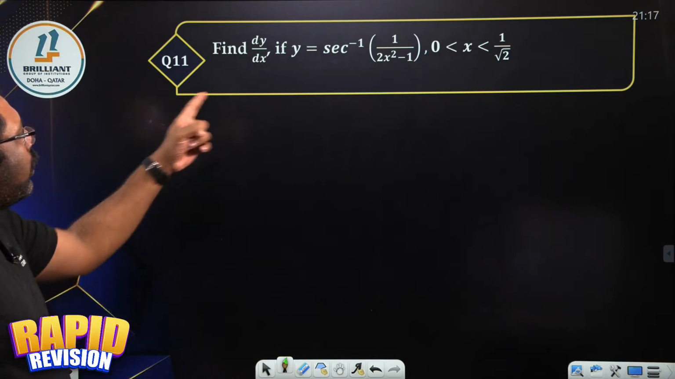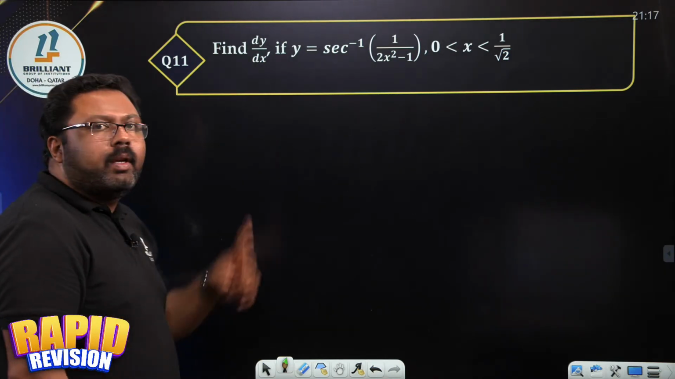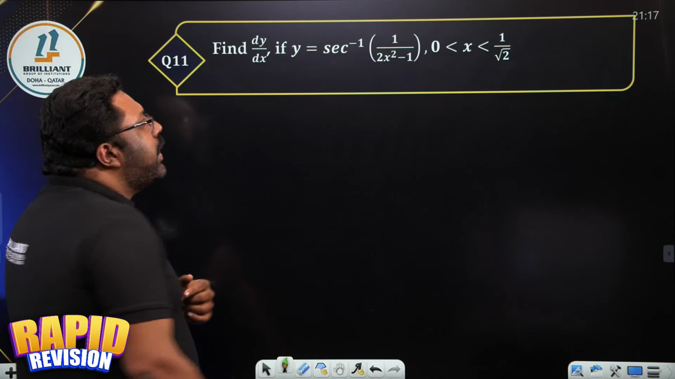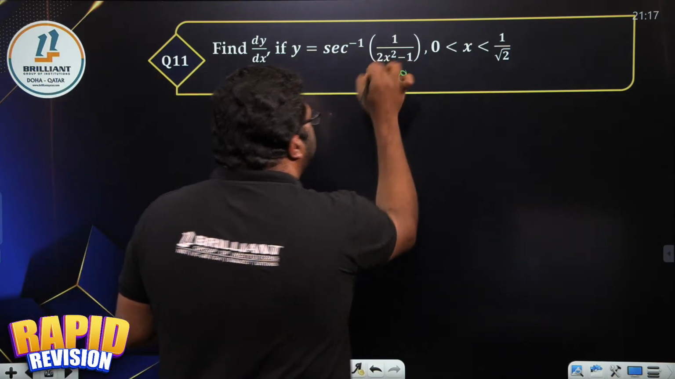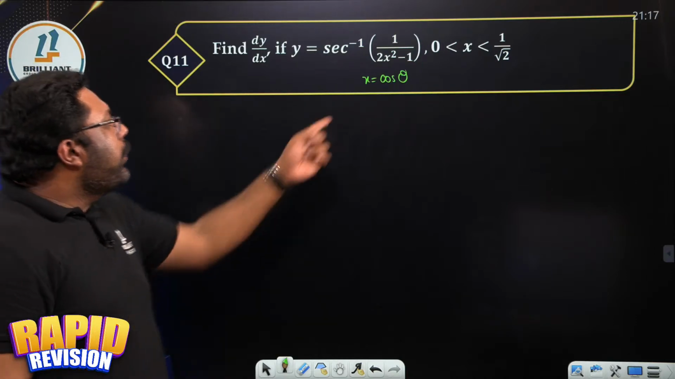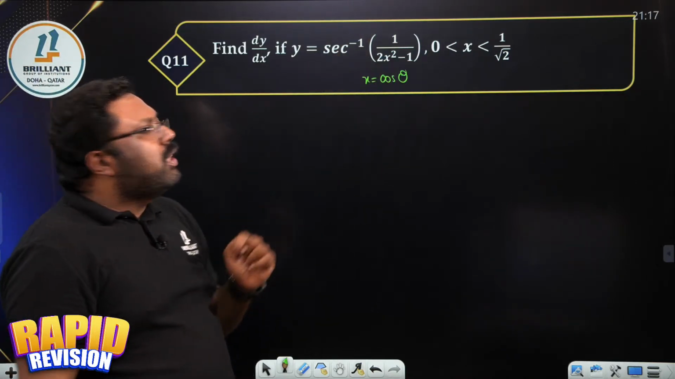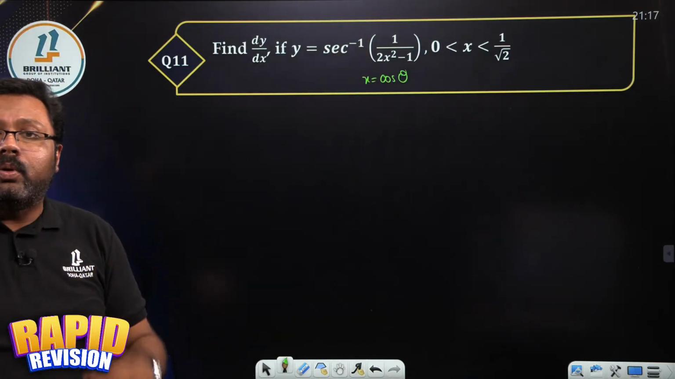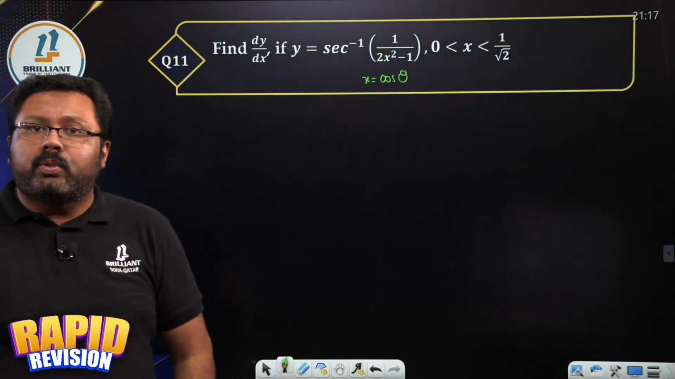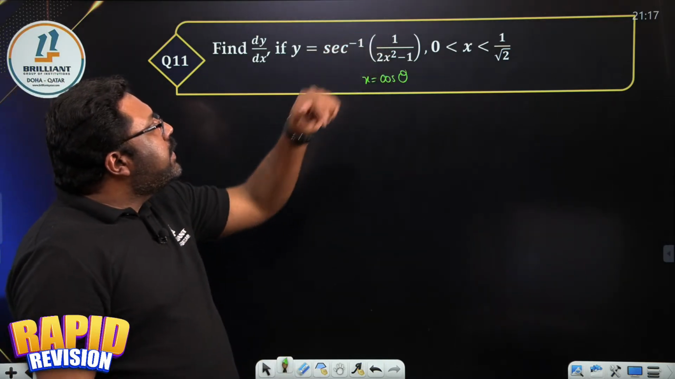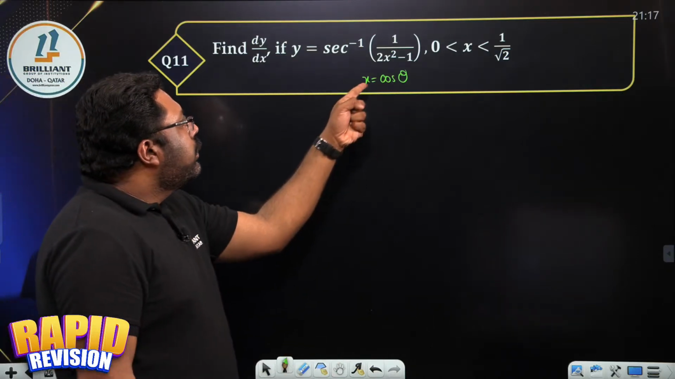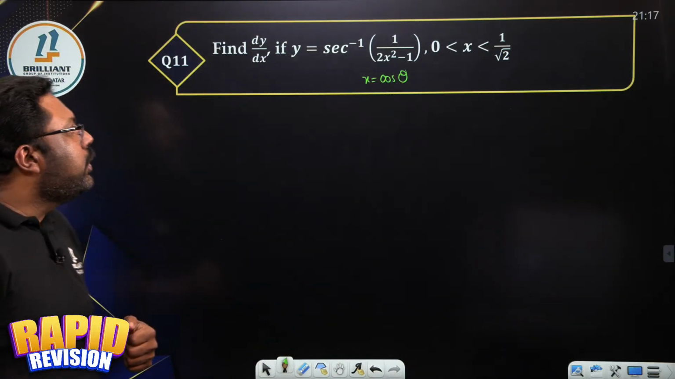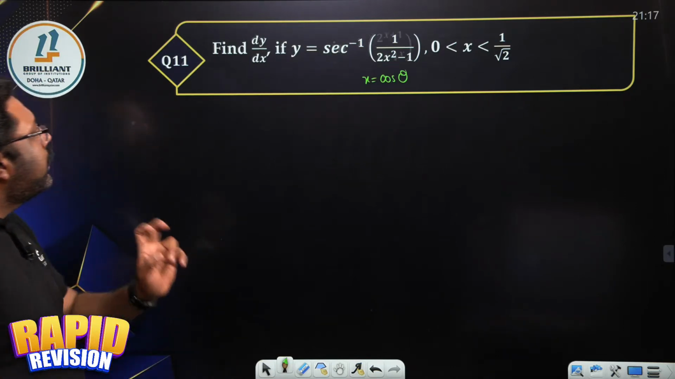Next, y is equal to sec inverse. I will just tell the substitution, you can try it yourself. Cos theta. If I put cos theta, 2 cos squared theta minus 1 is the formula you know. It's a formula for cos 2 theta. 1 by cos 2 theta is sec 2 theta, cancels off straight away. Answer. Learn it all of you. X is equal to cos theta.